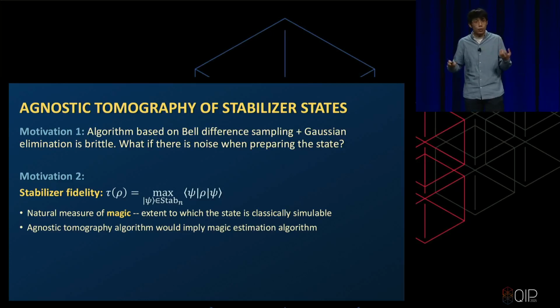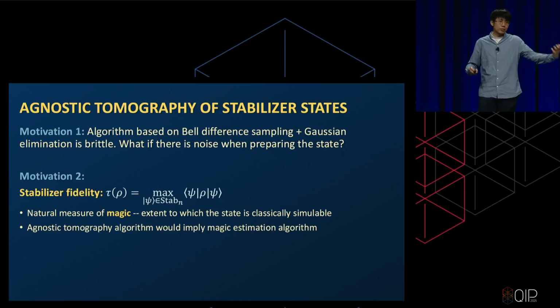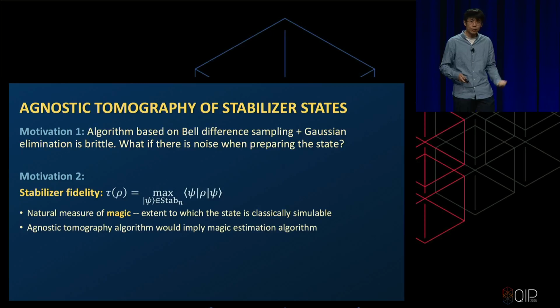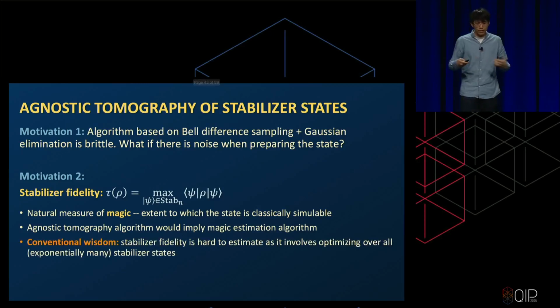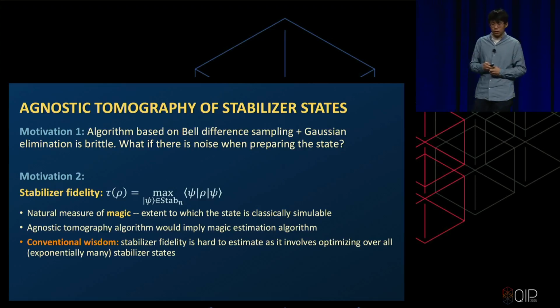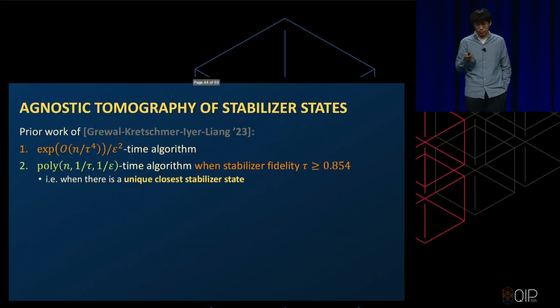I can just take whatever state I've estimated, whatever stabilizer state I've produced with my algorithm, and measure the fidelity with respect to this unknown state. In fact, the conventional wisdom is that this notion of magic is hard to estimate because you ultimately have to optimize over an exponentially large collection of stabilizer states. The discussion in the rest of the talk will turn this conventional wisdom on its head and show that we can actually get quite efficient algorithms for estimating this quantity.